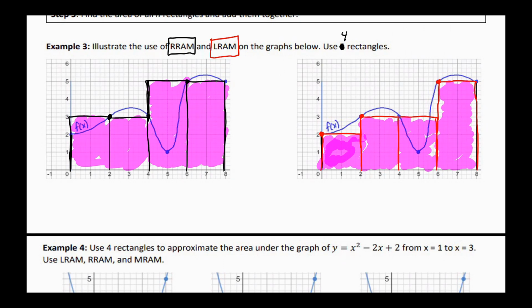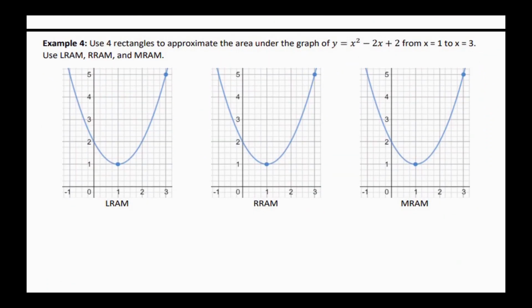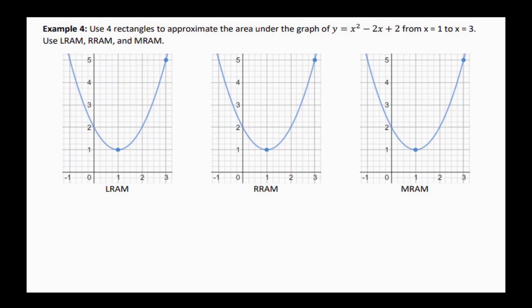The only other thing that we haven't done is actually finding the area of each of those rectangles. Adding them all up, that's our approximation. That's what we're going to do for example number 4. Example number 4 is that same thing. We're going to do 1 LRAM, 1 RRAM, and 1 MRAM. So here we go. This one is only from 1 to 3. So the bounds are from 1 to 3.